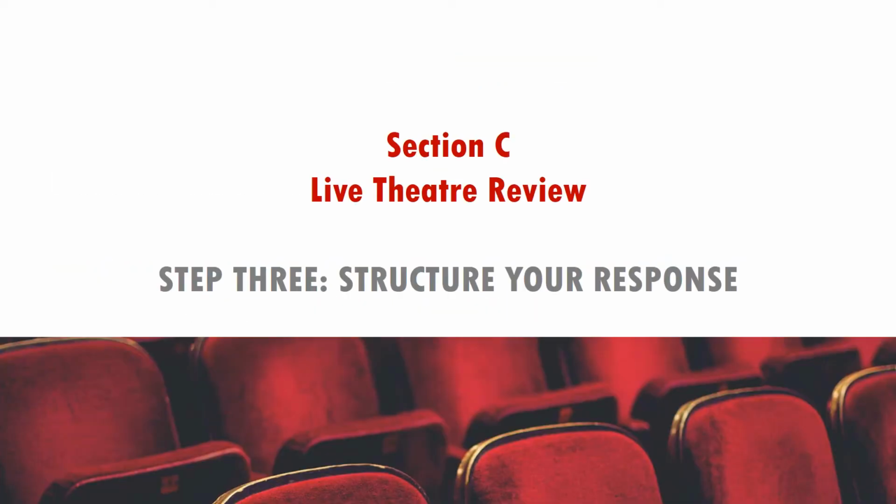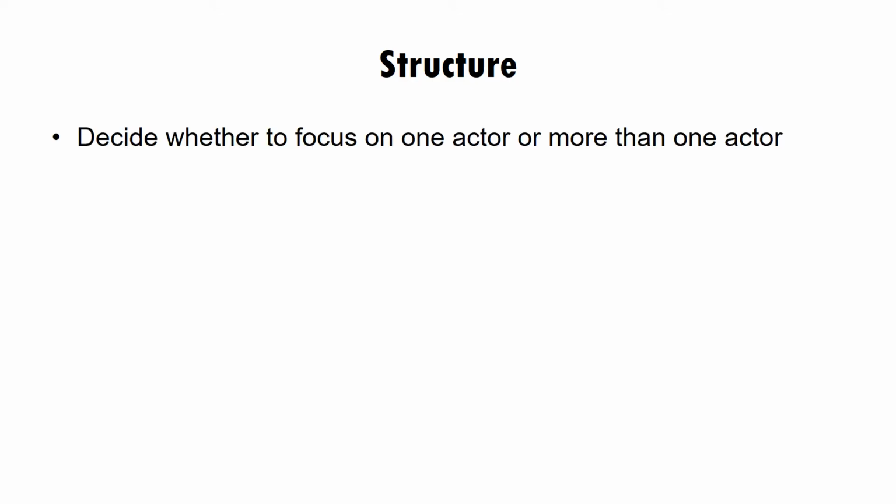So let's look at how we can take this and structure a response. So when thinking about structuring our response, the first thing we need to do is to decide whether to focus on one actor or more than one actor. Now, I would say if you are writing about a very important character within the play and this character has a real journey and a real narrative arc, then you've probably got enough that you can write about with just one actor. But if you're writing about smaller characters, you may choose to write about maybe two characters or possibly even three. So make that decision before you actually attempt to do your response.